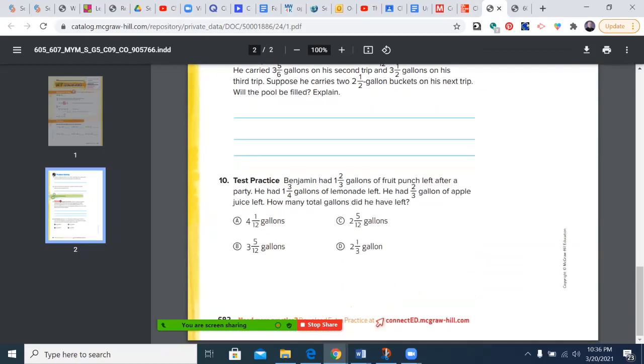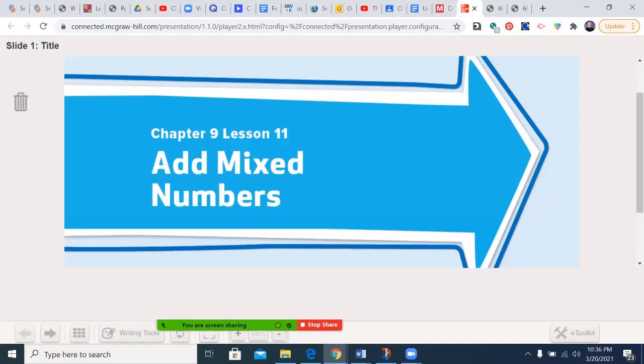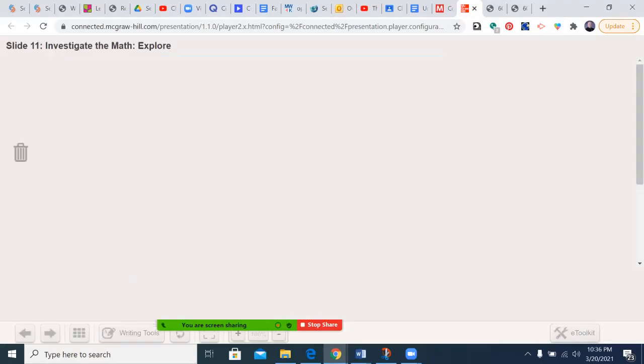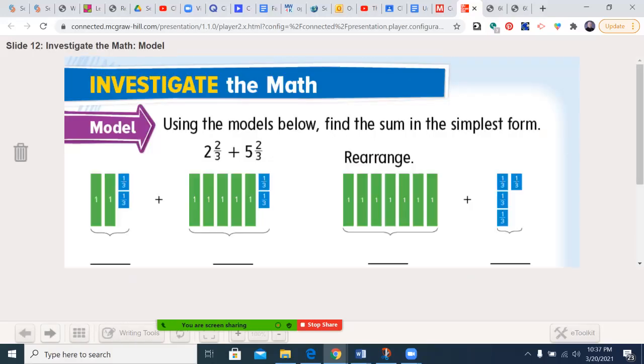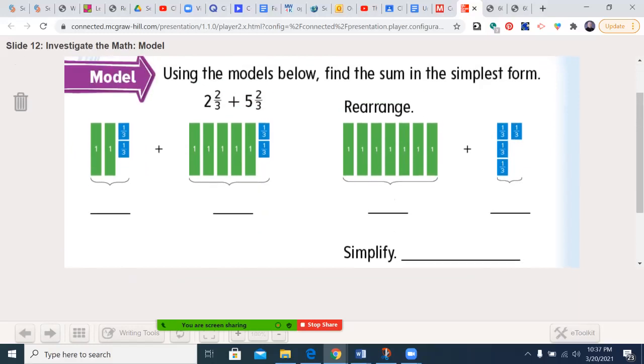You can see you got a few story problems. And I'll begin with the investigation piece. How do you add mixed numbers? Add the whole numbers, add the fractions, put them together. Using the models below, find the sum in the simplest form.